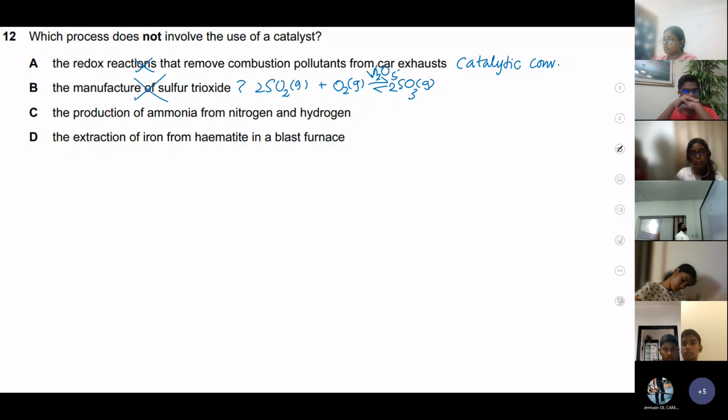The production of ammonia from nitrogen and hydrogen, Haber process. Extraction of iron from hematite in a blast furnace is the answer. You may be wondering, we had calcium carbonate and coke and stuff, but none of them is a catalyst.